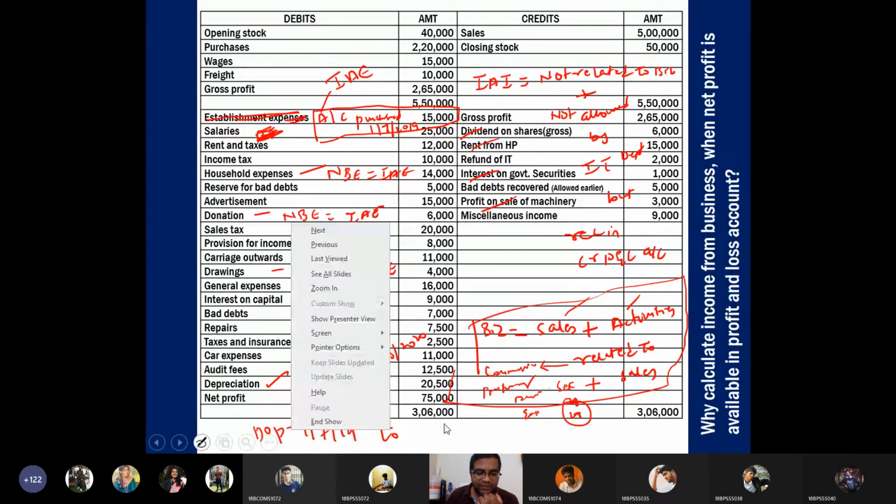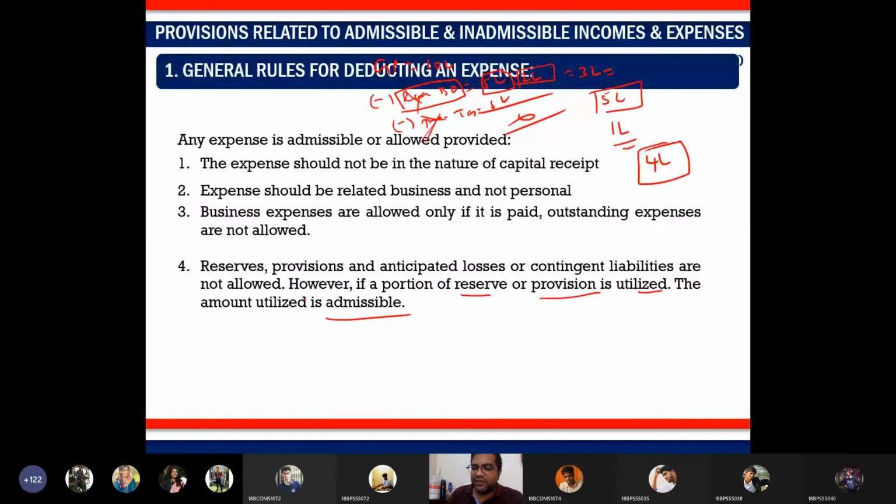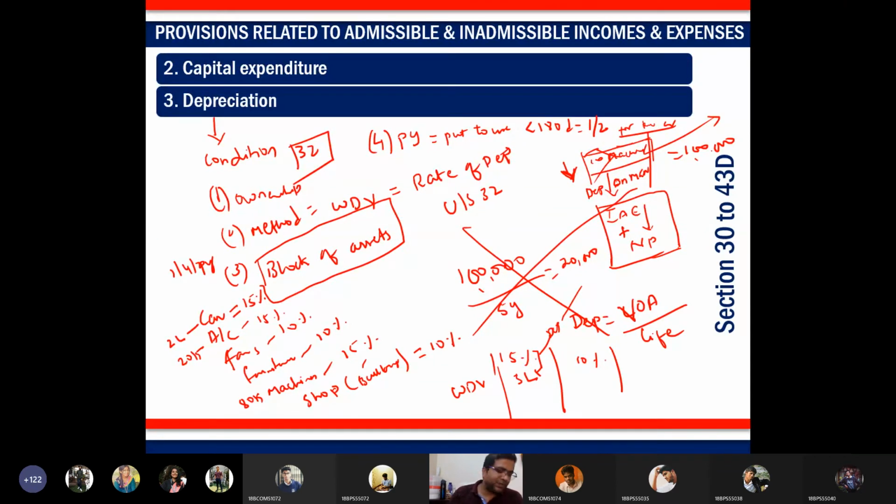From the date of purchase to the end of the previous year, which ends on 31st March 2020, how many days are there? Is this more than 180 or less than 180? The answer is obviously more than 180 days. So can the assessee claim full depreciation? The answer is yes. But if the asset is purchased for less than 180 days, then the assessee can claim only half depreciation. So sometimes a date will be given, and that is where you have to be extra cautious to figure out whether half depreciation or full depreciation is allowed.